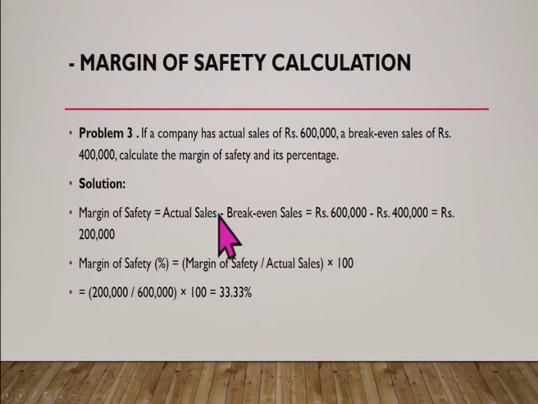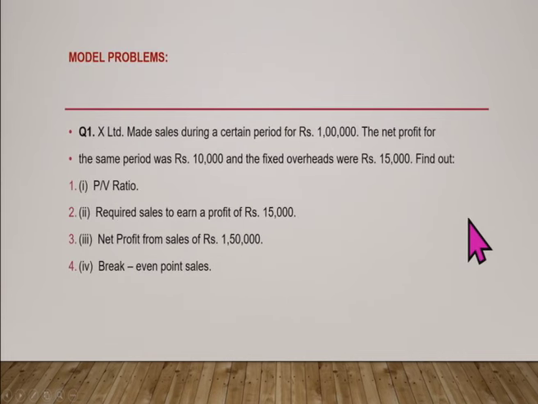Here I mentioned actual sales 6 lakhs, break even sales 4 lakhs, so a total of 2 lakhs is the margin of safety. That margin of safety we are going to show as a percentage, that is 2 lakhs divided by the entire sales of 6 lakhs. It is nothing but 33% margin of safety. So, these are the basic information about marginal costing. Now, we are going to solve the advanced problems in marginal costing.